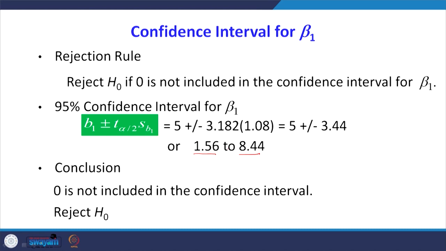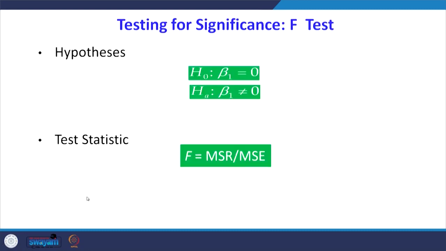You see that there is no zero in that interval. So, we have to reject the null hypothesis. Conclusion: 0 is not included in the confidence interval, so we are rejecting the null hypothesis.